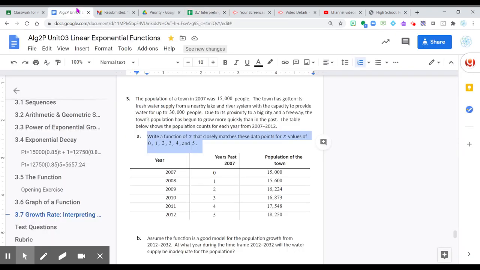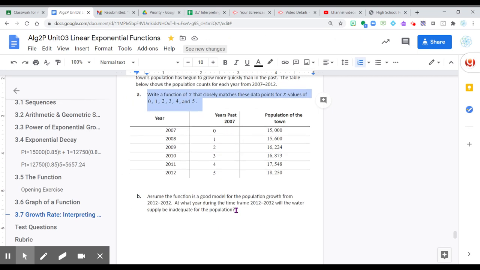Let's look at the next question. So we have our function right there. Assume the function is good for the model for 2012 to 2032. At what year during that time frame will the water supply run out?